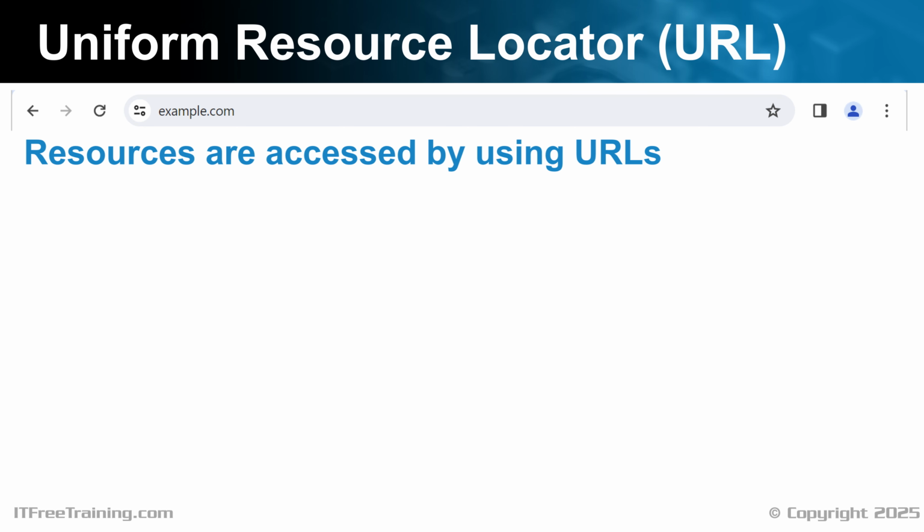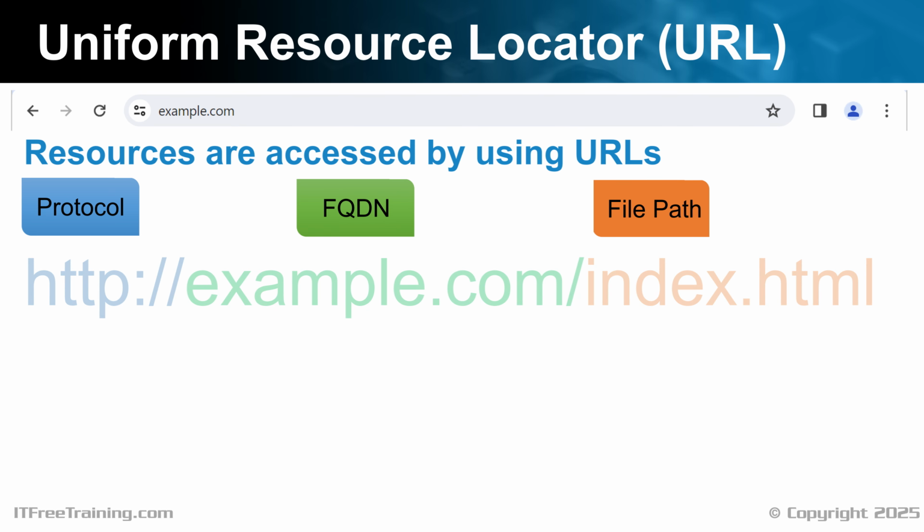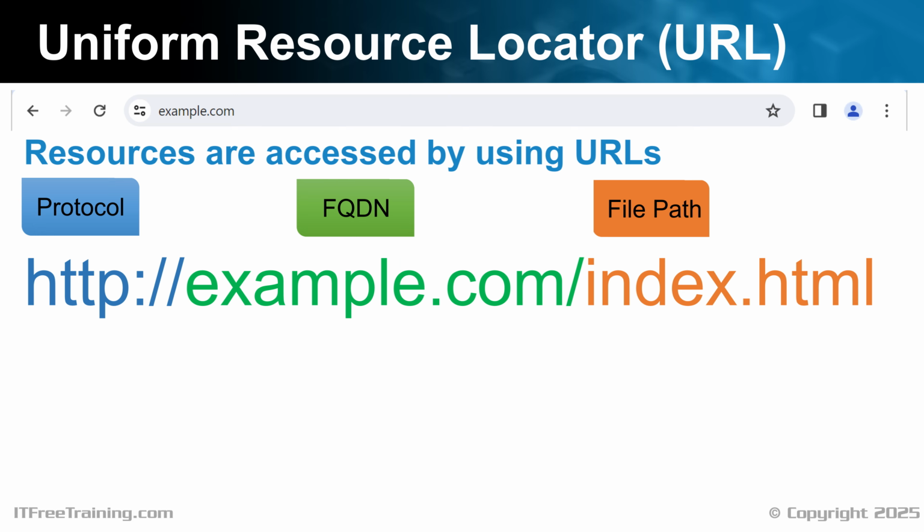Web pages are accessed using Uniform Resource Locators, more commonly called URLs. The three main parts of the URL are the protocol, FQDN, and file path. The first part of the web address is the protocol. So far, I have only looked at HTTP.